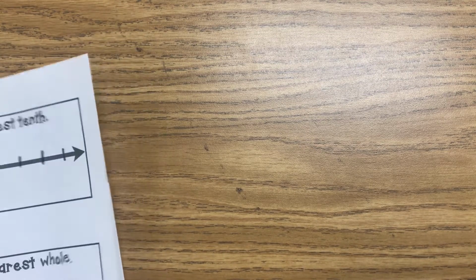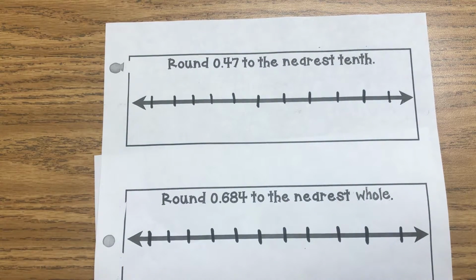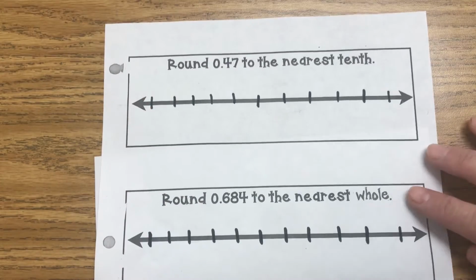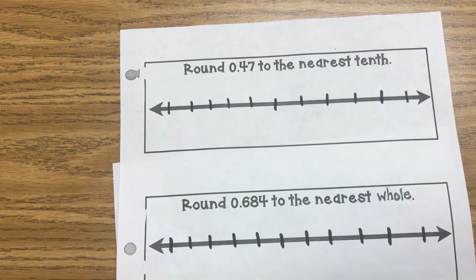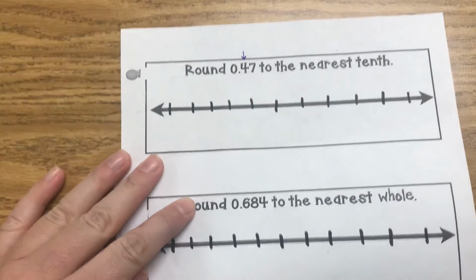All right. We have a few practice problems that we can do on number lines. You should already have the tick marks in place, and we need to add in the benchmarks. So when we look at 47 hundredths, and we want to round it to the nearest tenth, this is the place we want to round to, the tenth place.